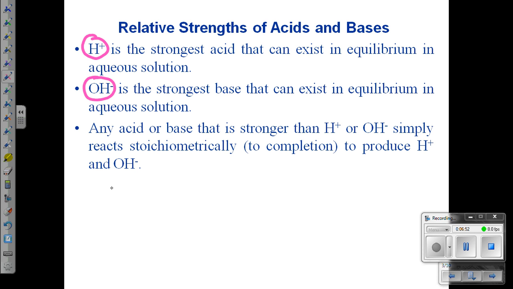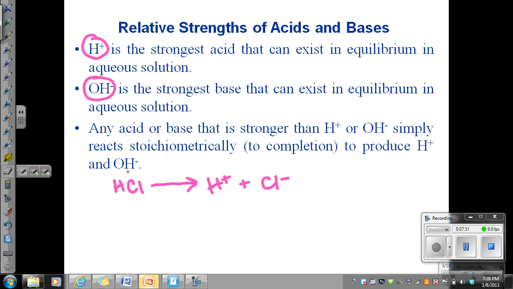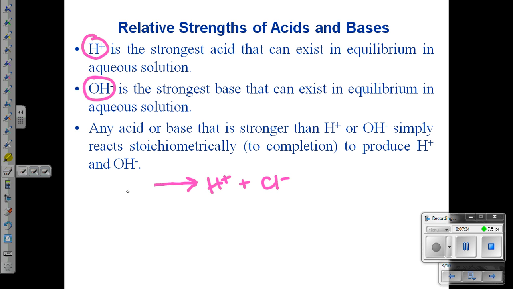Now, if you have an acid or a base that you would say, hey, I think this is a stronger acid than H+, like hydrochloric acid, what that means is basically all of your HCl is going to ionize or dissociate completely to produce H+ and Cl-. So we had talked about this with the equilibrium chapter, that essentially molecular HCl is not present, and all you have in the solution is its ions.